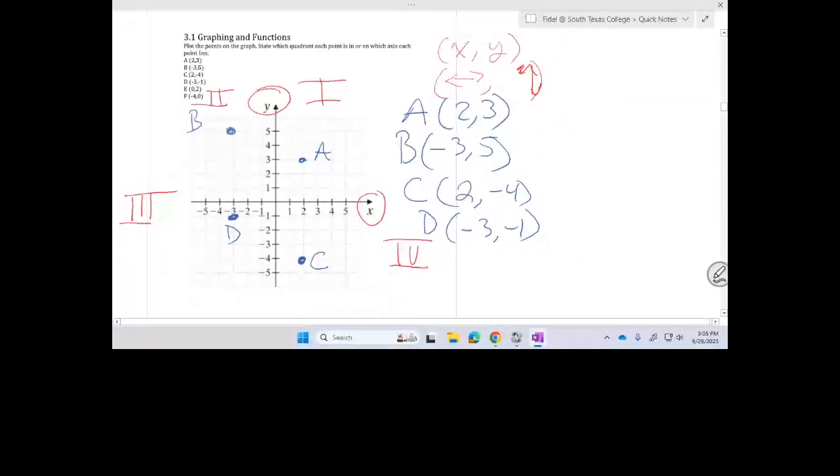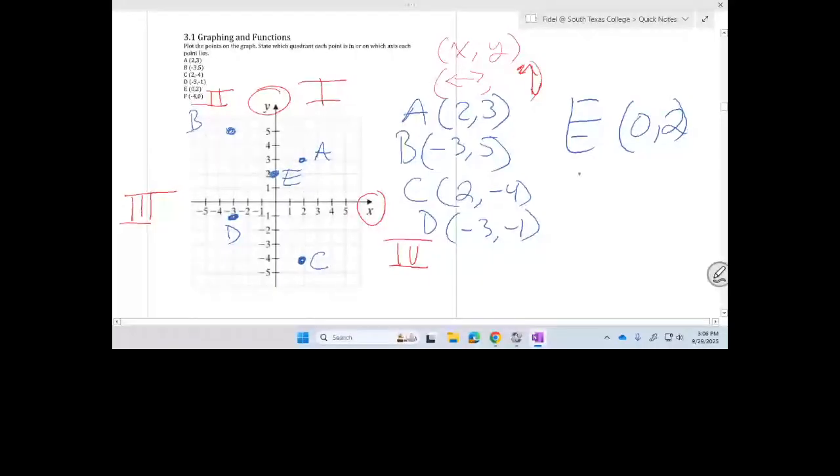Now, let's take a look at the point E. Point E is 0 and 2. Since the first number tells me how to go left and right, and that first number is a 0, we're not going to go left or right. We're going to stay in the middle, and then we're going to go up 2. And there's my point E.